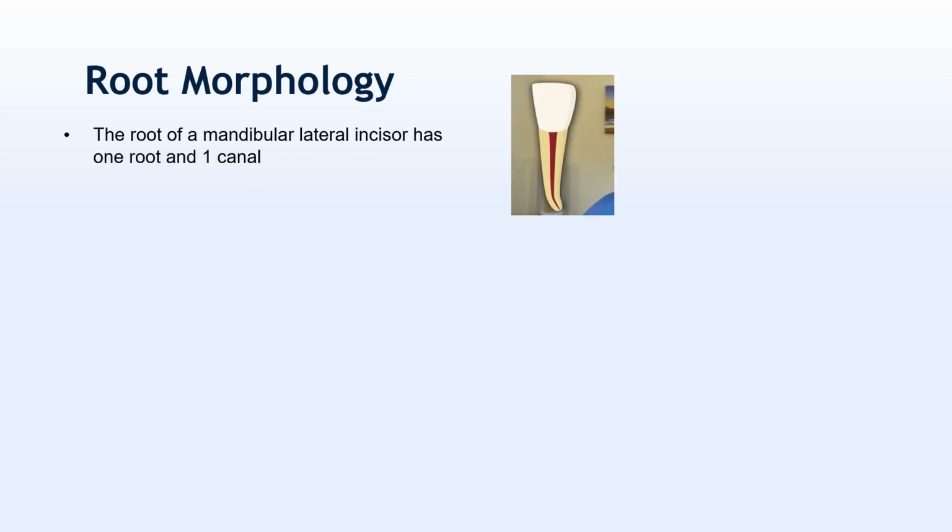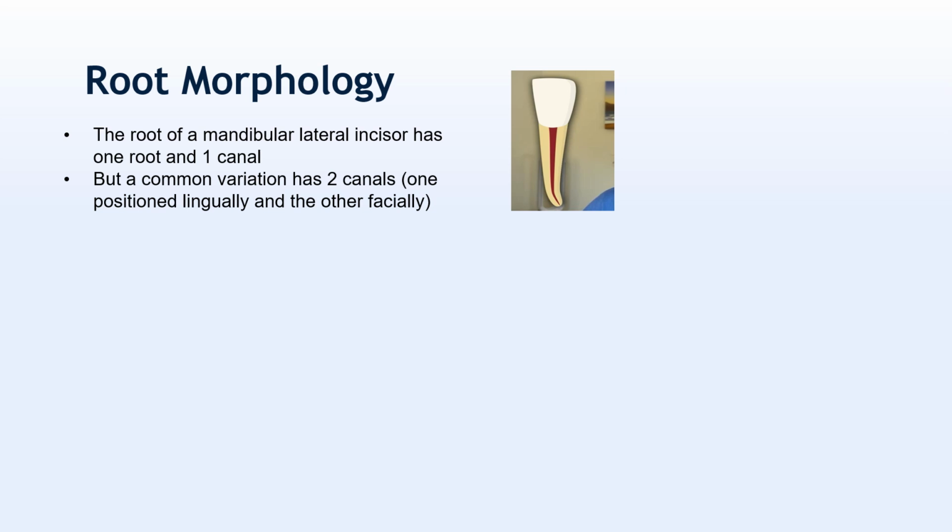Now I'm going to look at the root morphology. The root of a mandibular lateral incisor has one root and one canal, as can be seen. But there's a very common variation, and the only variation, which is when the root has two canals. One will be positioned lingually and the other will be positioned labially.